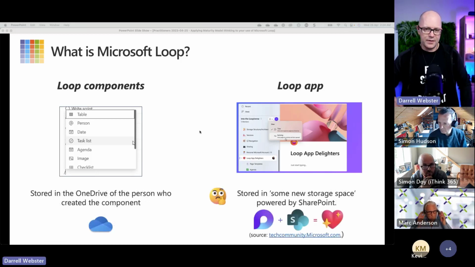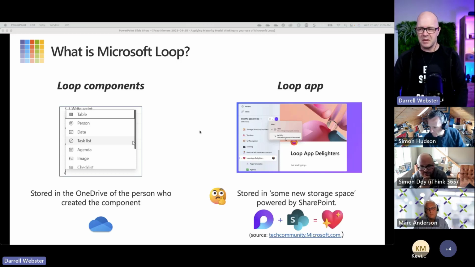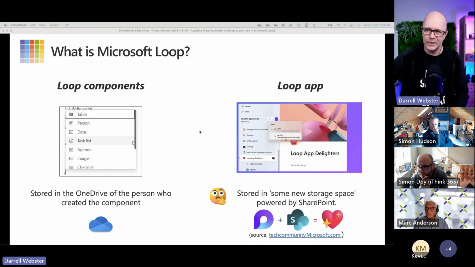Something else that I think we need to consider as we look at the maturity model is storage, and how we manage this, and managing membership and all those sorts of interesting questions. Loop components are stored in the OneDrive of the person who adds or creates the component. So Simon and I were in a chat. We're in our own organization. Guest access isn't supported yet, but let's say we're in the same organization.